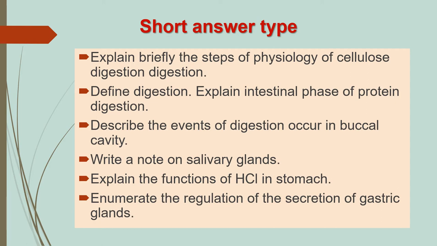Next is describe the events of digestion occur in buccal cavity. Next is write a note on salivary glands. Next is explain the function of HCl in stomach. And the last question from this category is enumerate the regulation of the secretion of gastric glands.